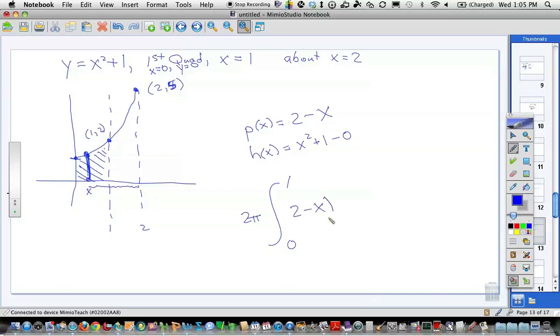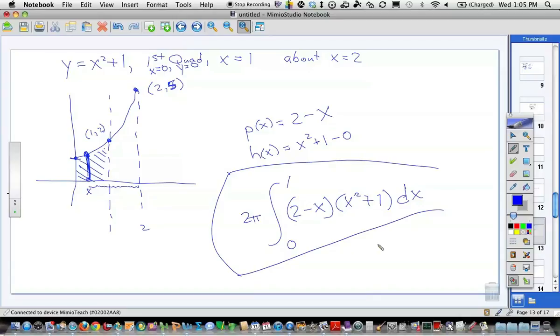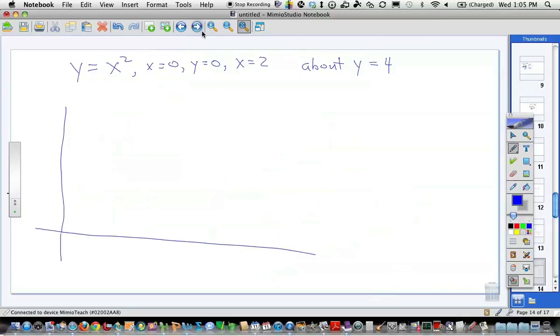So we have the 2 pi out in front, p times h. There it is. And the answer was 23 pi over 6.